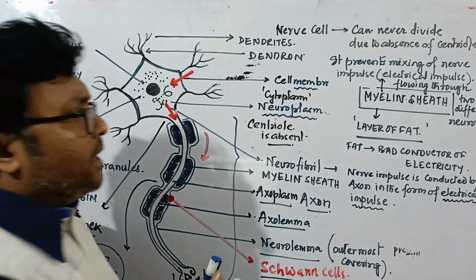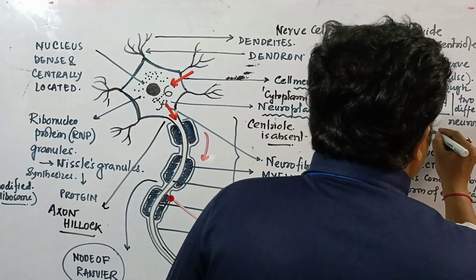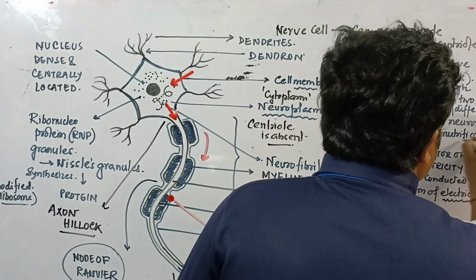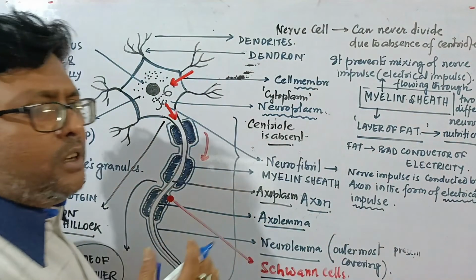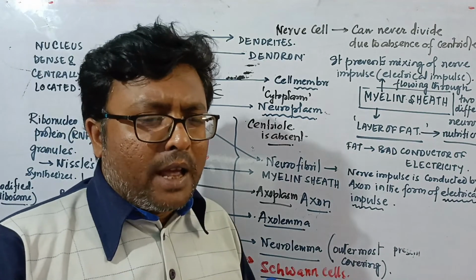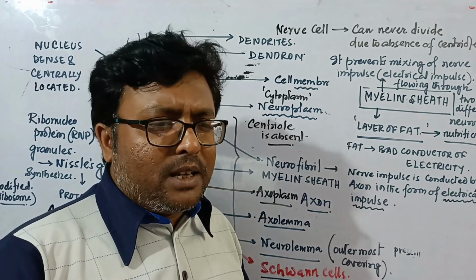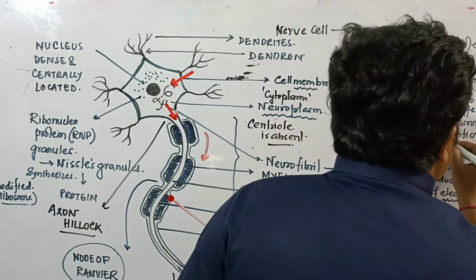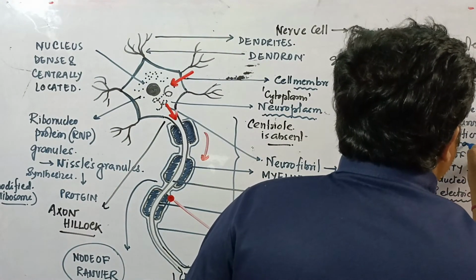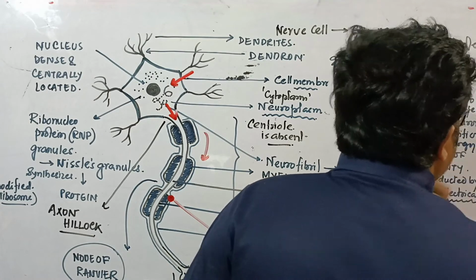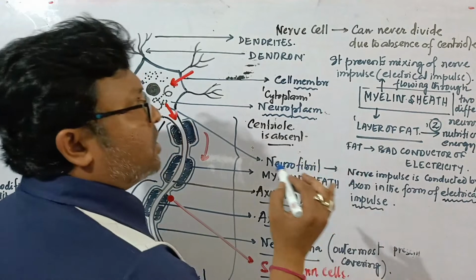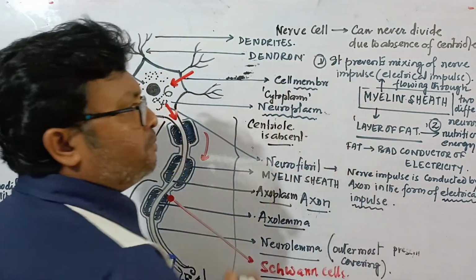Not only that, this layer of fat generally provides nutrition. It is also one of the most important functions. Fat stores energy. So you can simply say that it provides nutrition and energy to the neuron, to the nerve cell. So this is the second function. This is the first one.